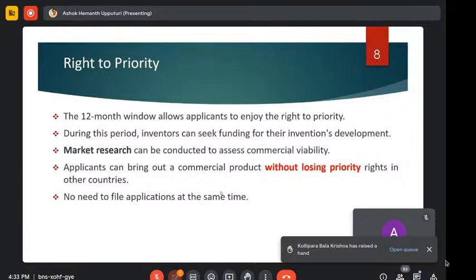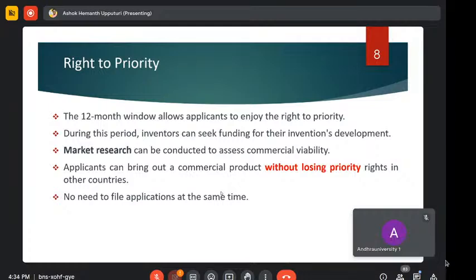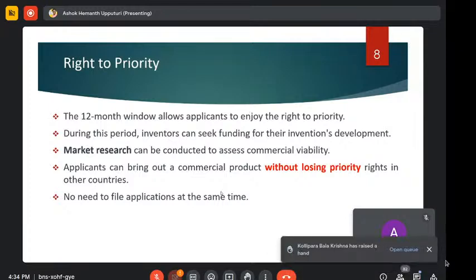During this period, inventors can seek funding for their invention development. Within 12 months, through a convention country or through PCT, you can launch your application in different countries. So in that way you will have some time. Here 12 months is the Paris Convention period. Market research can be conducted to assess commercial viability. In these 12 months you can do some market research, whether my product or process really needs to be protected in some other country, whether there is any potential for my product or process. You can assess these things.